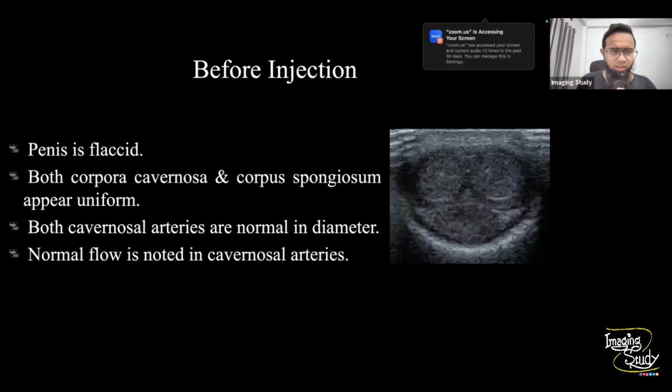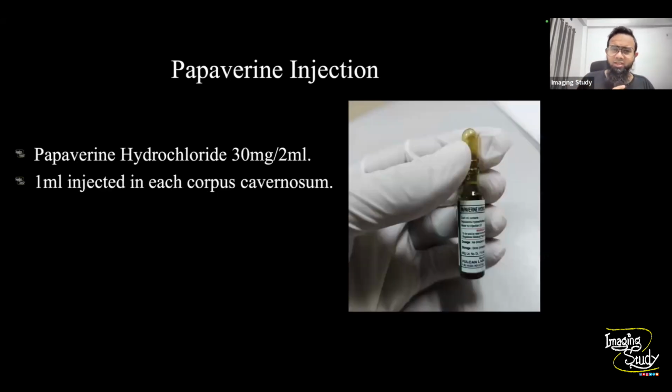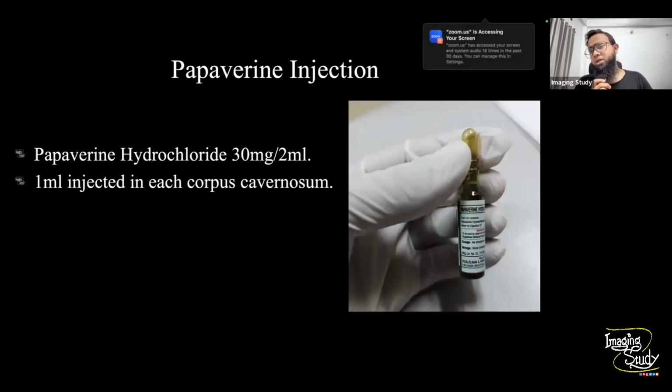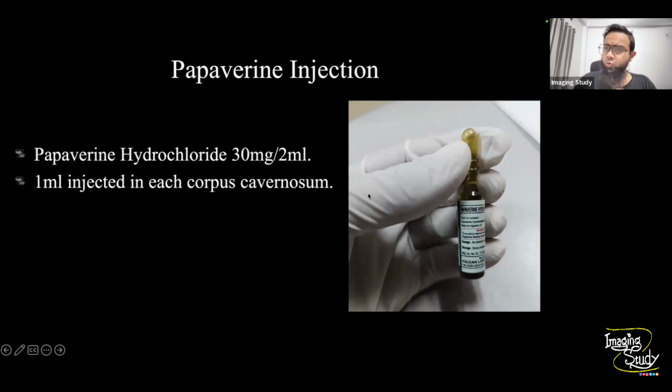Let's jump into the procedure. So we use the papaverine injection. In my country, papaverine is not widely available. We get 2 companies which sell the papaverine. Both are from India, so these are imported drugs in my country and not always available. So we use papaverine hydrochloride 30 milligram. This ampoule contains 2 ml.